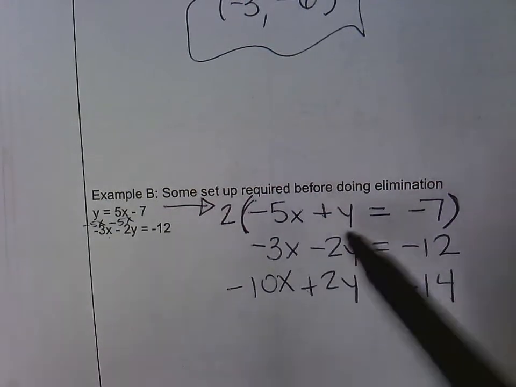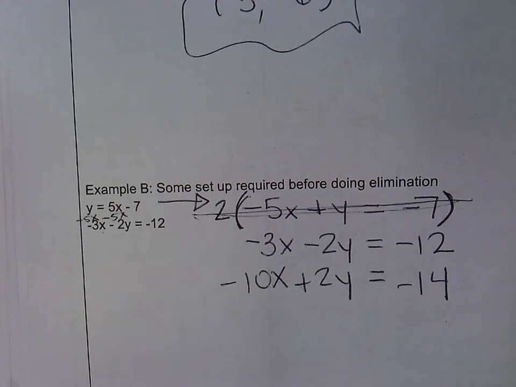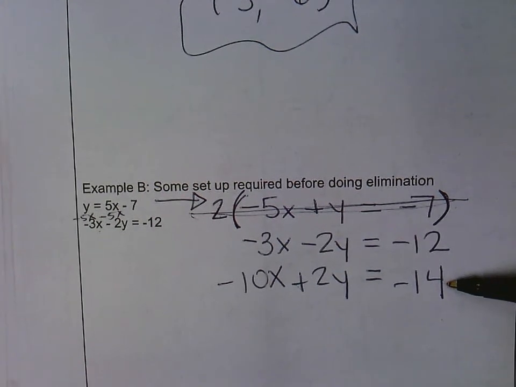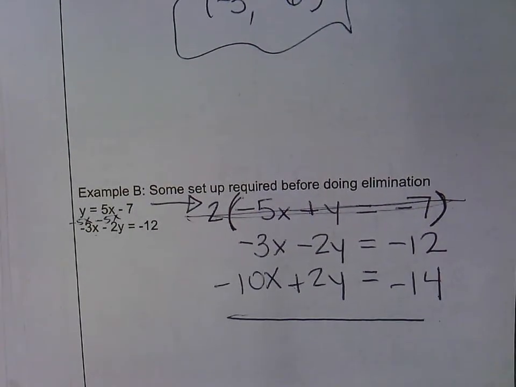And I'm just going to draw a little line through that top equation to not look at it anymore. This equation at the top is now this equation at the bottom because I multiplied by 2. Now it's set up for elimination. So you might have to rearrange your equation and you might have to multiply by a constant.